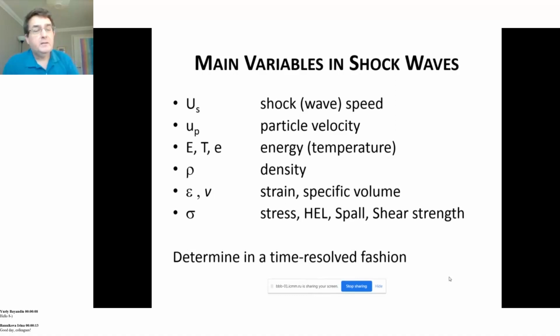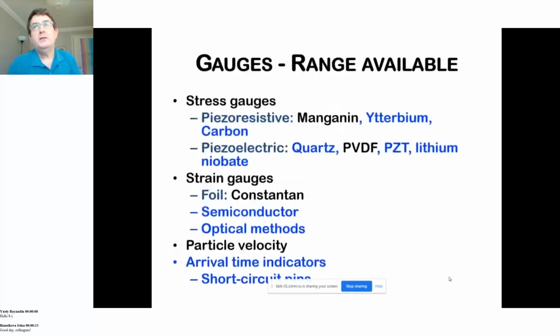Density of material, that's another one. And then we've got things like strain or specific volume of material. So specific volume is the volume occupied by 1 gram or 1 standard amount of material. Then we have stress in the system. So we have a fairly limited number of variables in the classic case of shockwave behavior. And we can try to measure what is happening both within and on the surface of the material.